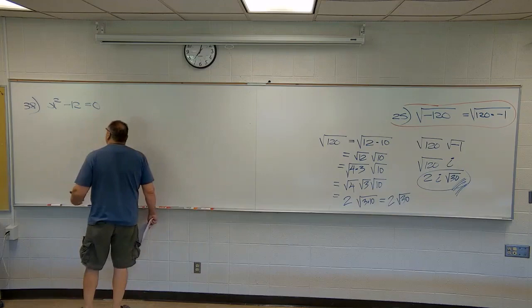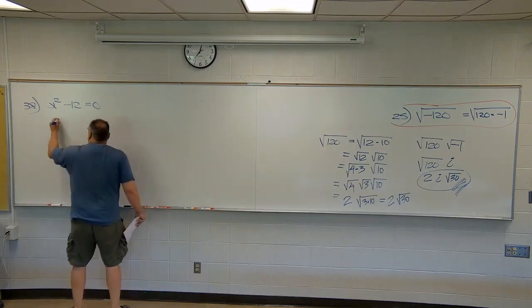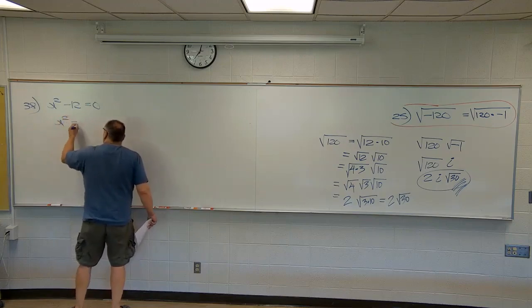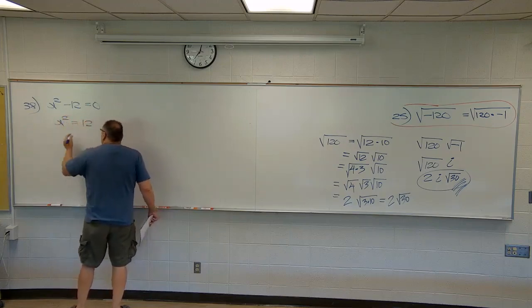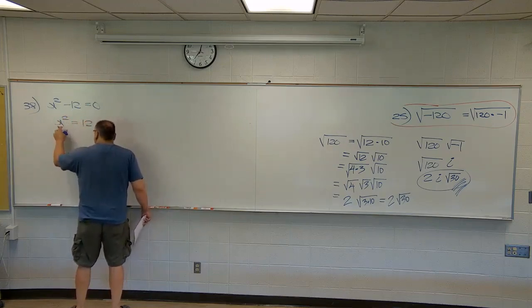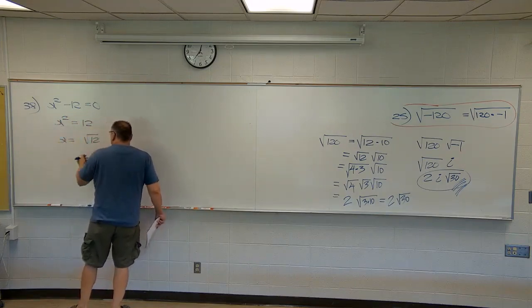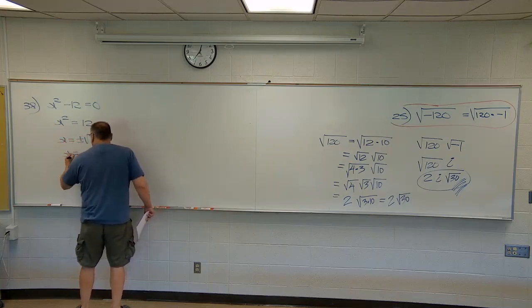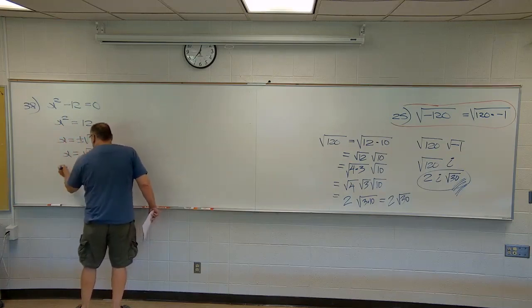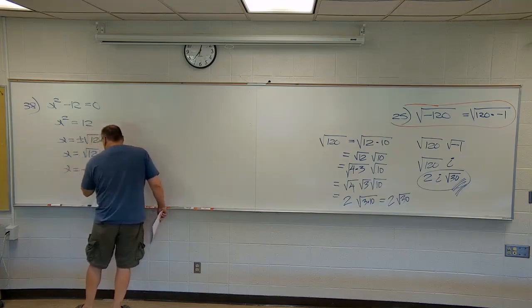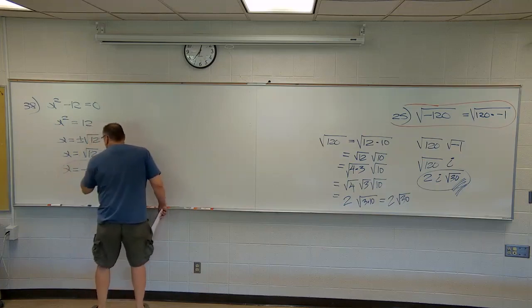I don't want to drive you too crazy with the whole process. You can add 12 on each side. You got to this. Square root both sides. It's going to be the square root of 12, but it could be plus or minus the square root of 12. X could be positive square root of 12, or x could be negative the square root of 12. They call this the square root property.